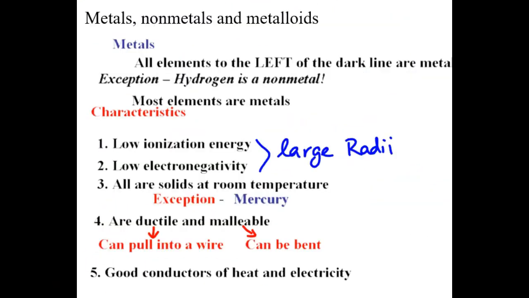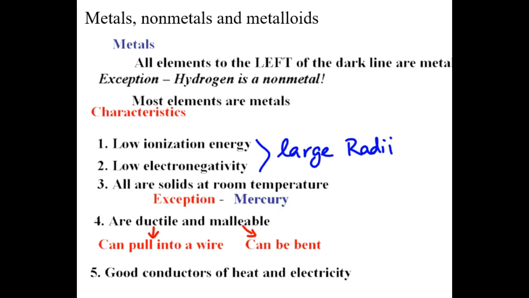The next thing we talked about was the 3 categories of the periodic table: the metals, the nonmetals, and the metalloids. All of the elements to the left of the staircase are considered to be metals. Almost all elements are metals, actually.